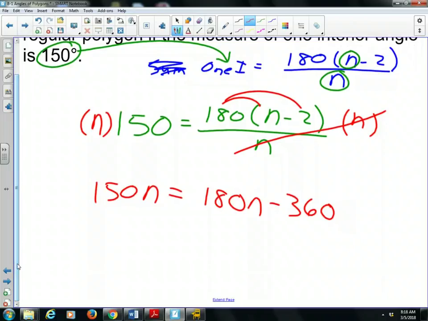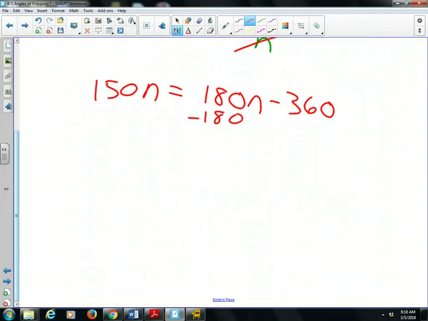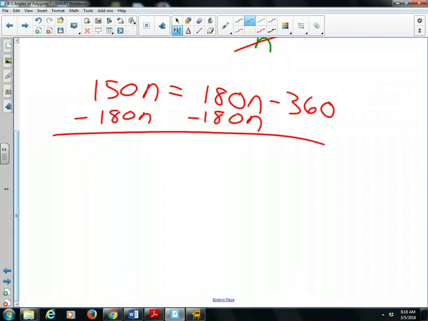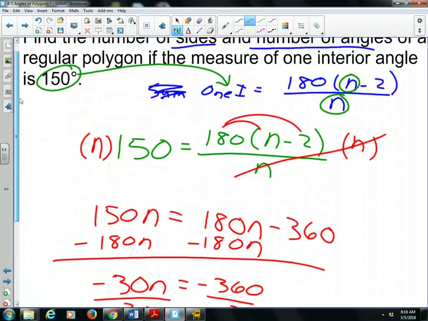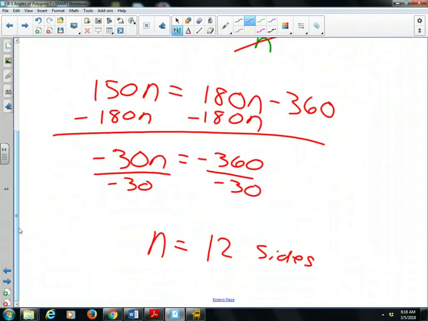I continue solving for n. I subtract 180n to get all my n's together. And here I get a negative 30n equals a negative 360. And then I divide both sides by a negative 30. And I get how many sides this figure has. When I take a negative 360 divided by a negative 30, I get 12 sides. So this figure with an interior angle of 150 is a dodecagon, a 12-sided figure.